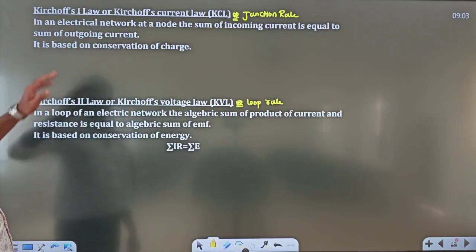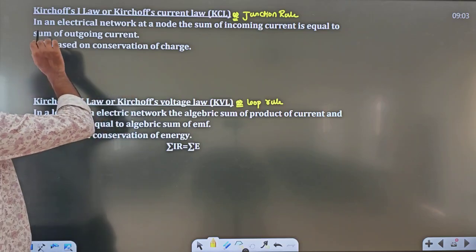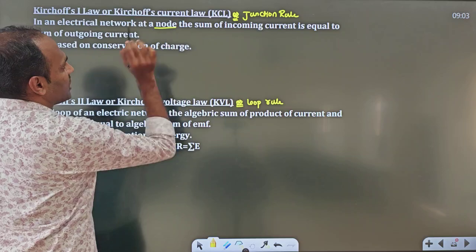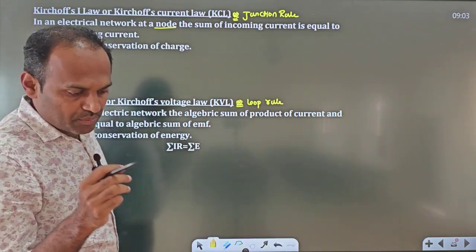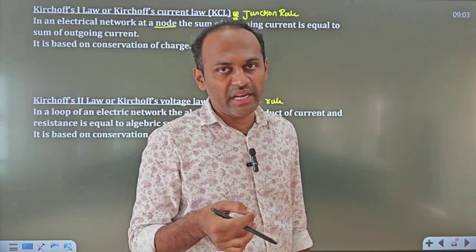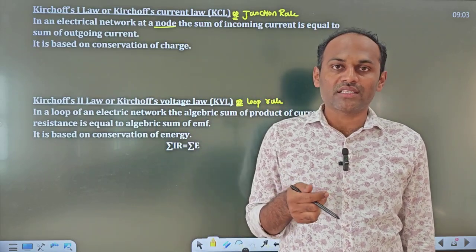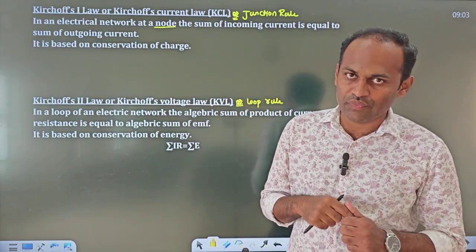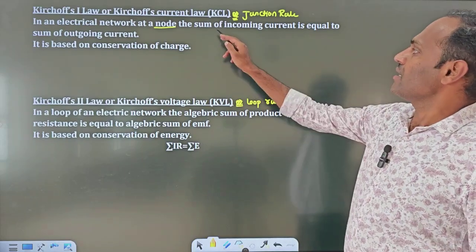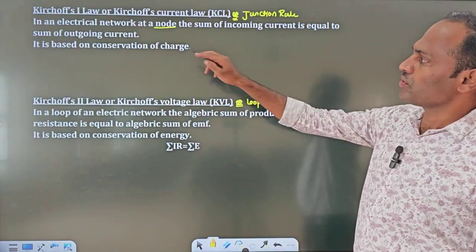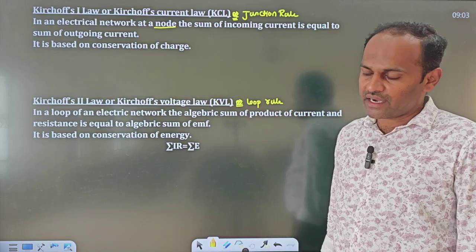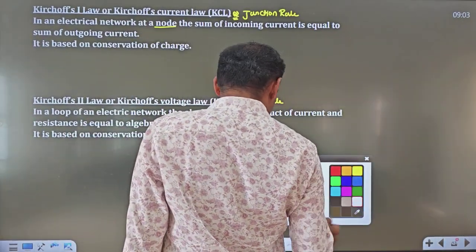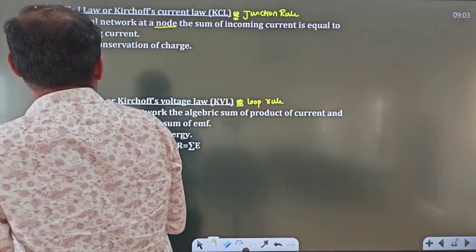Well, what does the first Kirchhoff's law say? In an electrical network, a node, which is called a junction, is a point where two or more wires are meeting. Two or more wires meeting at a point is called a junction or node. So at a junction the sum of incoming current is equal to the sum of outgoing current. As many currents as are incoming, that many currents are outgoing. Sorry, the sum of incoming and outgoing currents are equal.